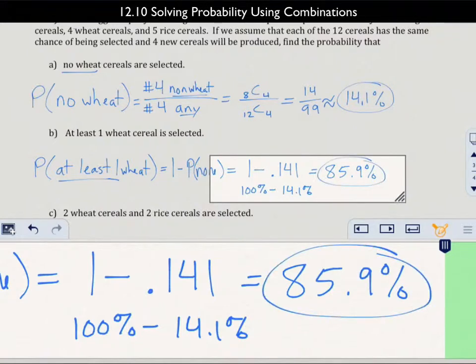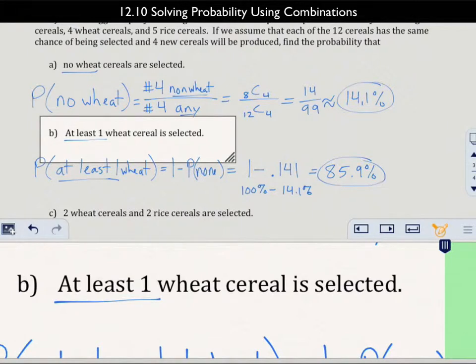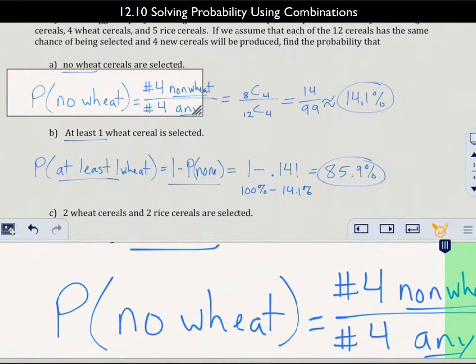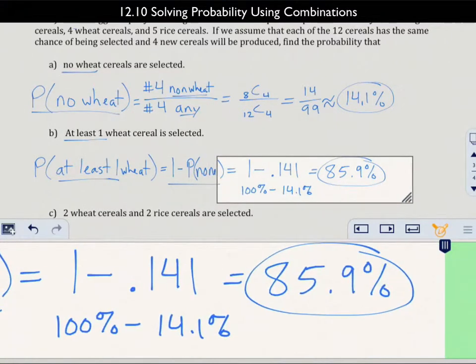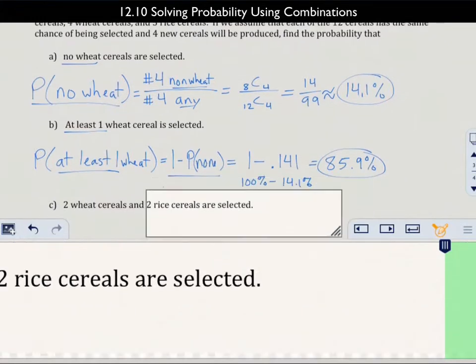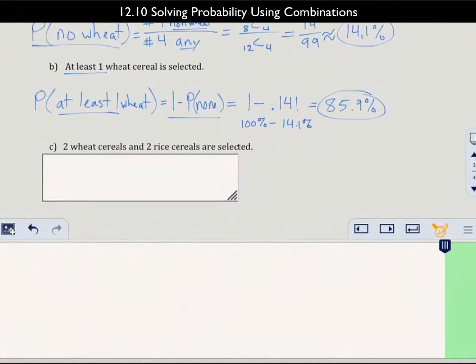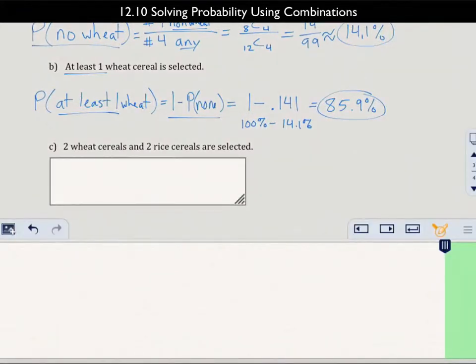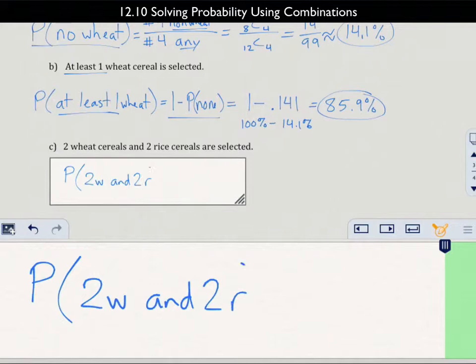Okay, so watch out for little things like that when we're talking about at least 1. It's 1 minus the probability of none, and if we already knew the probability of none, then it's going to save us some time here. All right, and one final example. Here we want 2 wheat cereals and 2 rice cereals. So this one's a little bit different because we have 2 different types of cereals that we're looking for. So we want the probability of 2 wheat and 2 rice.